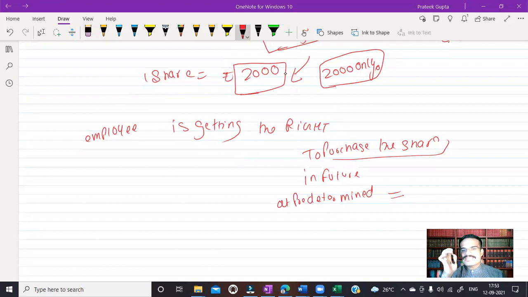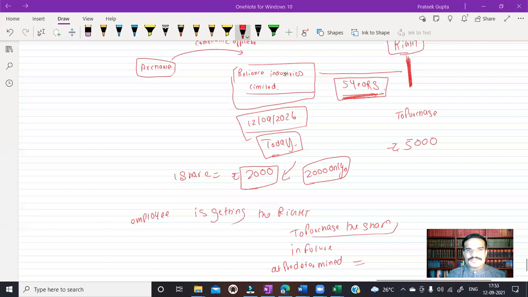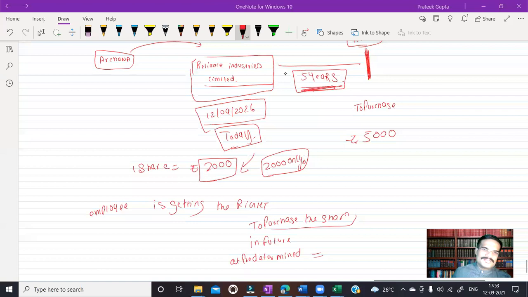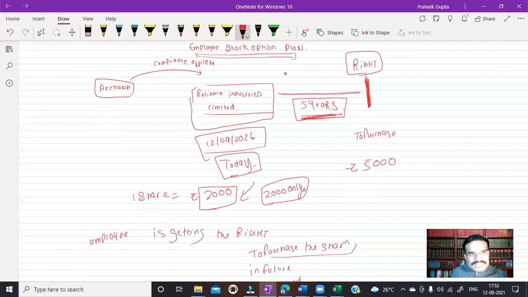Now, let me tell you this, beta. Sir, first of all, beta, this is the most important concept. After 5 years of working, Ms. Ashna will get the shares of the Reliance at rupees 2000. And yes, the market price of the shares is rupees 5000 only.